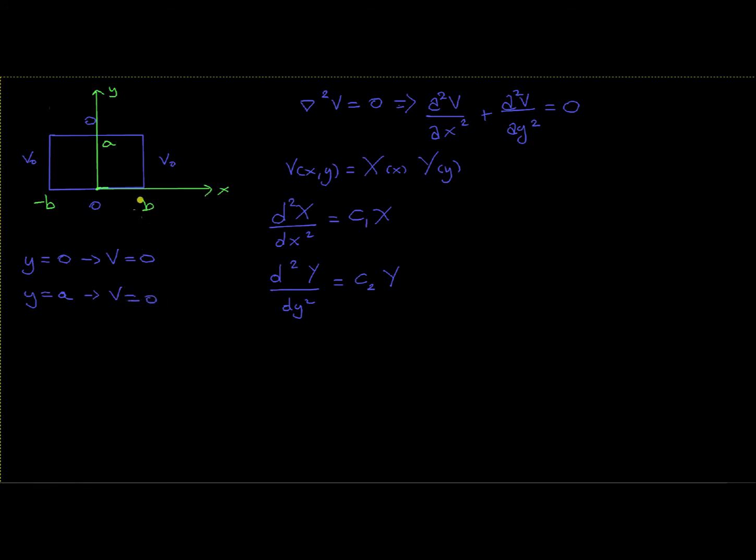Now, as I've said before, when you see that your potential needs to be 0 at two different places along the same direction, this is an indication that you need to have a negative constant here. So I will write this as minus k squared y, and this means that the solution for this function will be a sinusoidal solution, so it will be a sine ky plus b cosine ky.